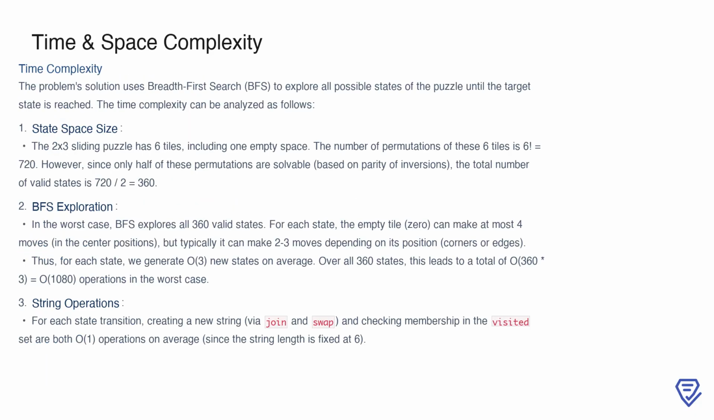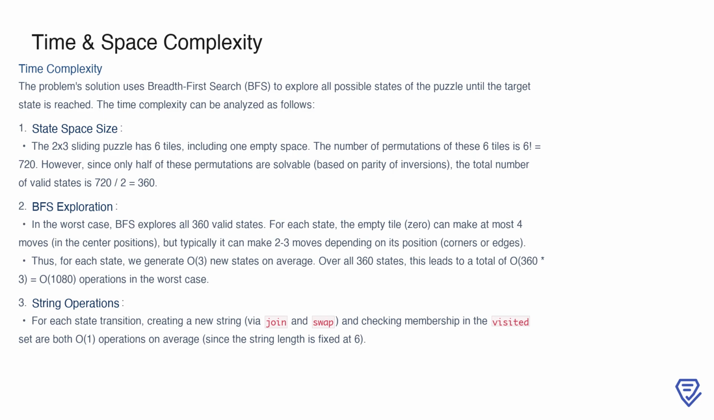To analyze the time complexity of this problem, we start by considering the breadth-first search approach used to explore all possible puzzle states. The number of possible arrangements of the 6 tiles in a 2x3 grid is 6 factorial, or 720.